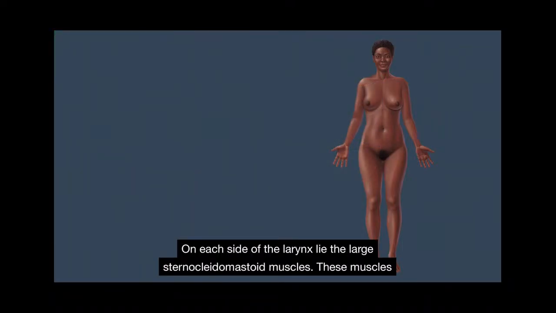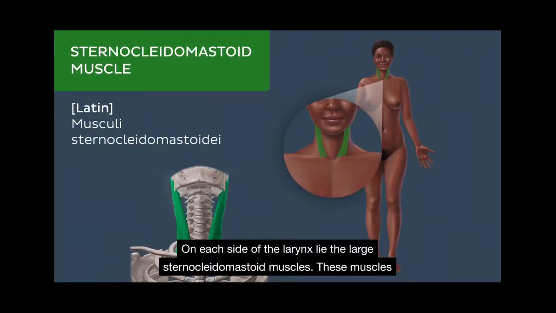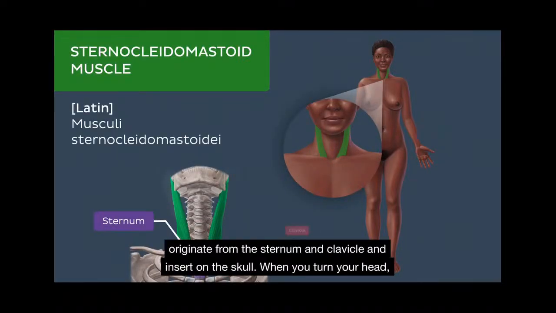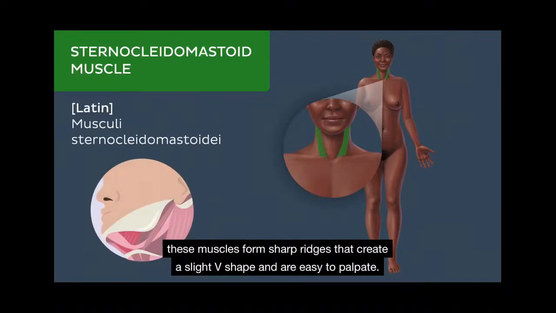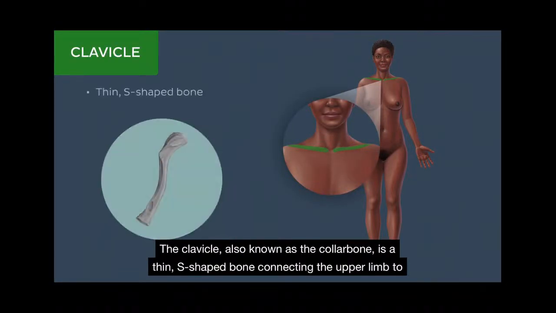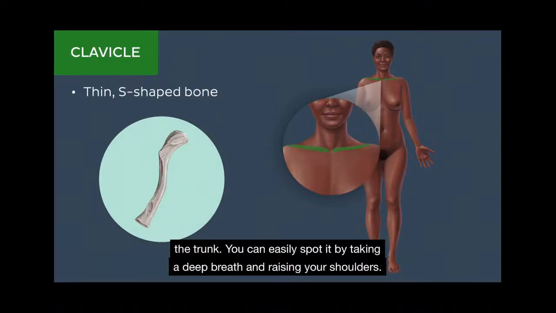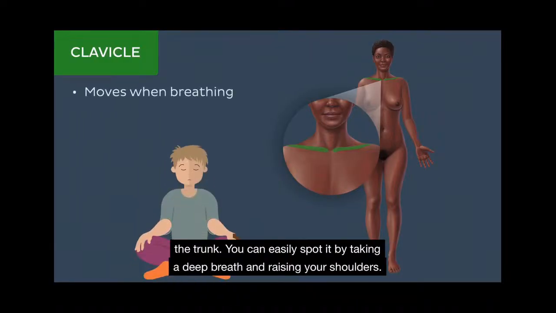On each side of the larynx lie the large sternocleidomastoid muscles. These muscles originate from the sternum and clavicle and insert on the skull. When you turn your head, these muscles form sharp ridges that create a slight V shape and are easy to palpate. The clavicle, also known as the collarbone, is a thin S-shaped bone connecting the upper limb to the trunk. You can easily spot it by taking a deep breath and raising your shoulders.